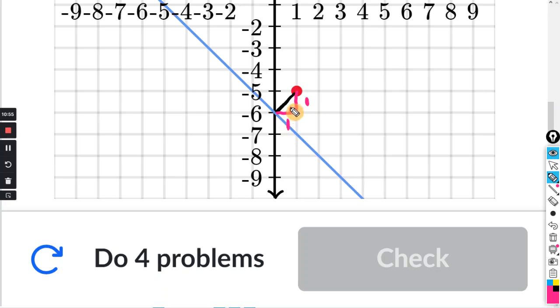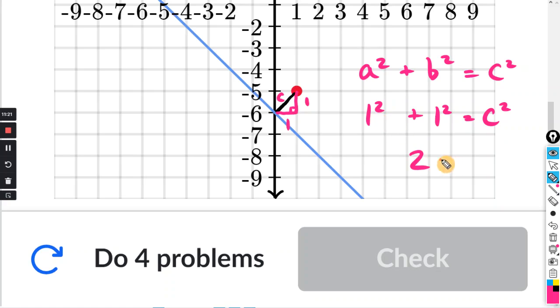And if you make a right triangle here and call the hypotenuse c, you're going to do a squared plus b squared equals c squared. Okay, a and b, it doesn't matter which is which. So that's going to be 1 squared plus 1 squared equals c squared. Okay, we know 1 squared is just 1, and 1 plus 1 is 2. That's going to be c squared, taking the square root of both sides at the very end. Square root of c squared is just c, and that's radical 2.